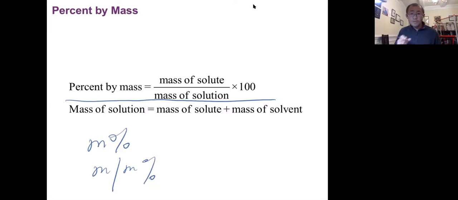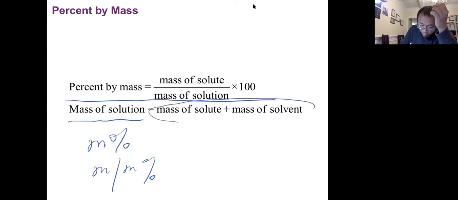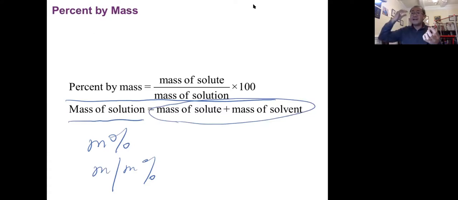Now, one thing we can know here is that the solution is the mixture. What is the solution? It is solute plus solvent. That's how we mix them. So the mass of the solution, if we need it, can be calculated by adding the mass of the solute and the mass of the solvent together. You get the mass of the whole thing. But remember, you need to divide by the mass of the whole thing if you want a mass percent. Does this equation make sense, guys?